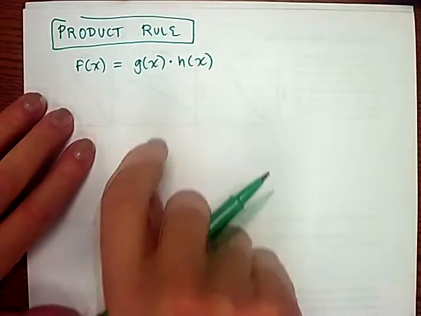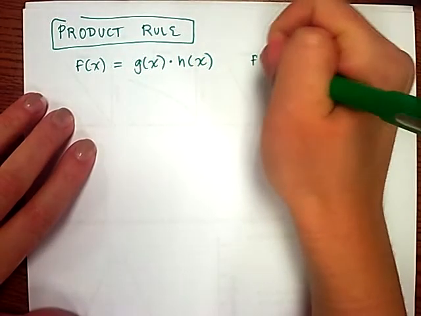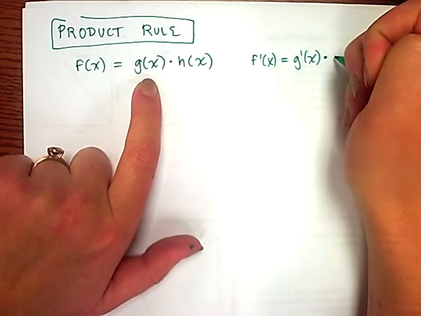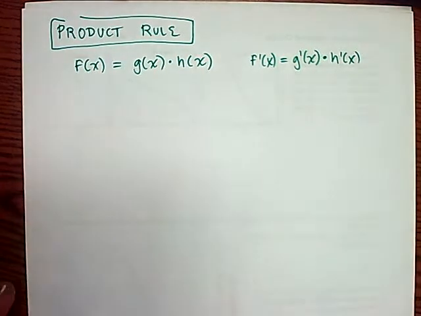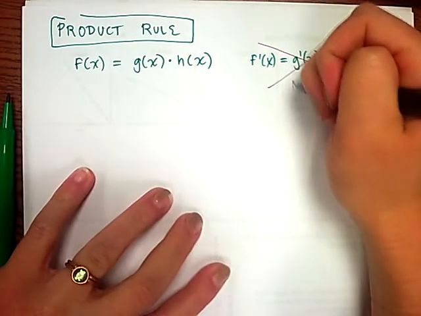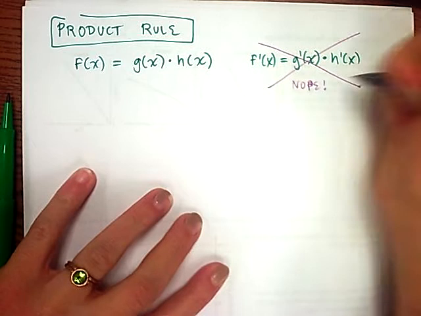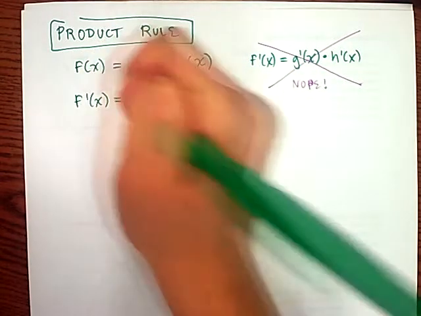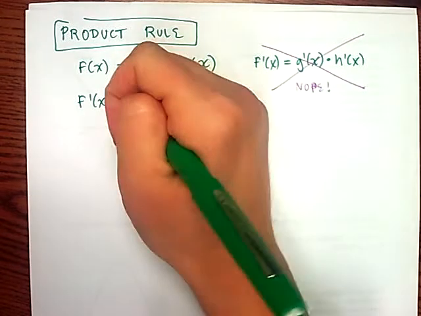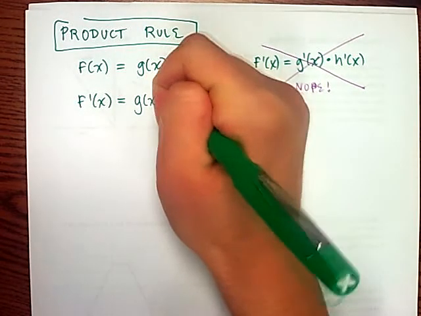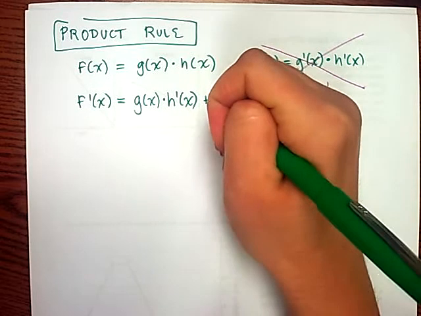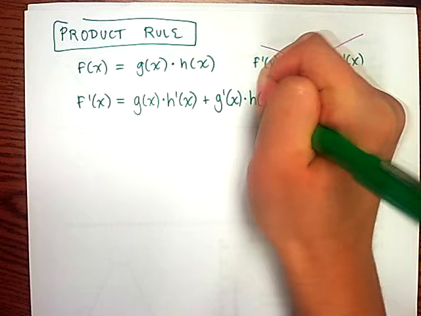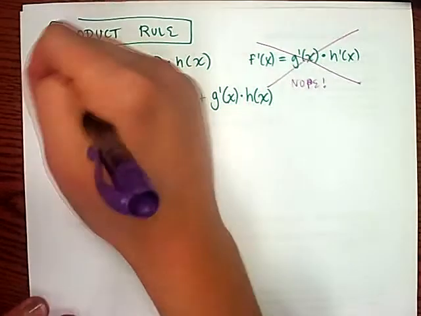It's not as simple as just saying f prime of x equals g prime of x times h prime of x. That doesn't work. That's not going to be correct. What it actually is, f prime of x will be the first function, g of x, times the derivative of the second function, plus now I'm going to take the derivative of the first function times the second function. Okay, and this would be my product rule.